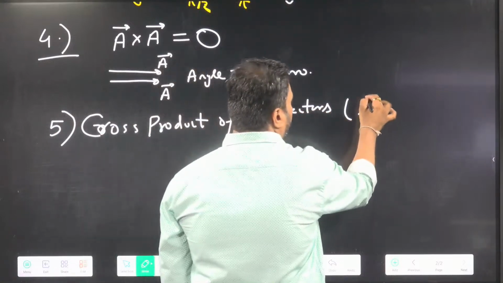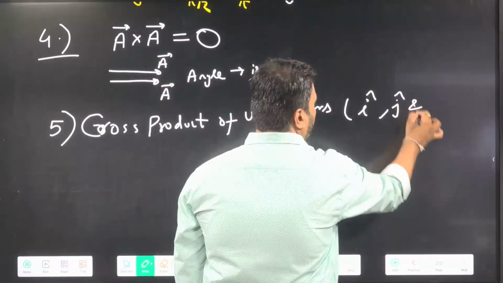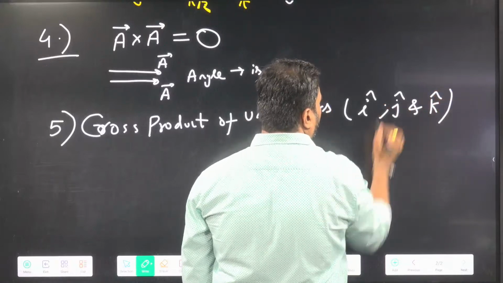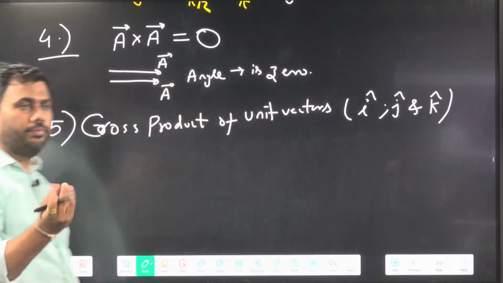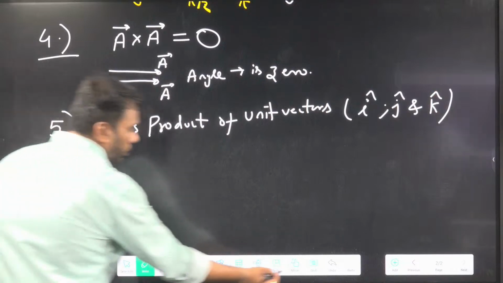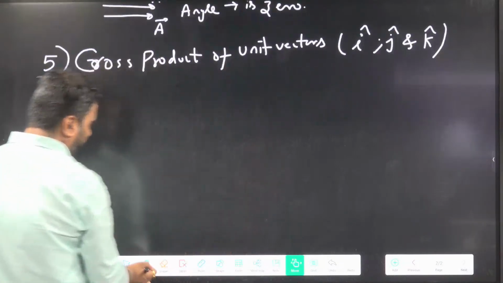Unit vectors i cap, j cap and k cap. Now we will learn about the cross products of i cap, j cap, k cap.